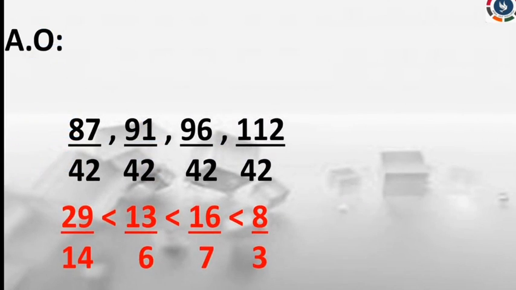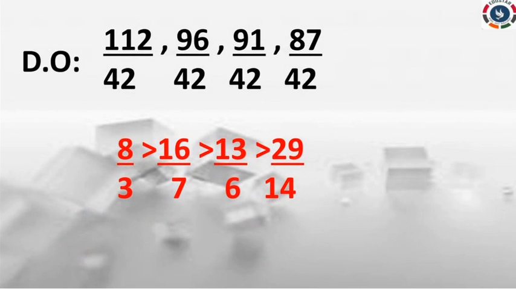Then you should arrange the numbers in ascending order. AO means ascending order. So take and write all those values: 87 by 42, 91 by 42, 96 by 42, 112 by 42. So 87 by 42, that is 29 by 14, is less than 13 by 6, less than 16 by 7, less than 8 by 3. Then descending order: the same values, you just write from big to small. Finally, you get the answer: 8 by 3 is greater than 16 by 7, greater than 13 by 6, greater than 29 by 14.